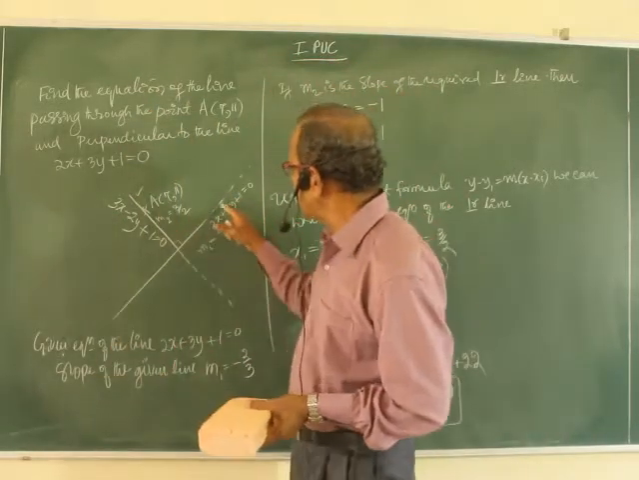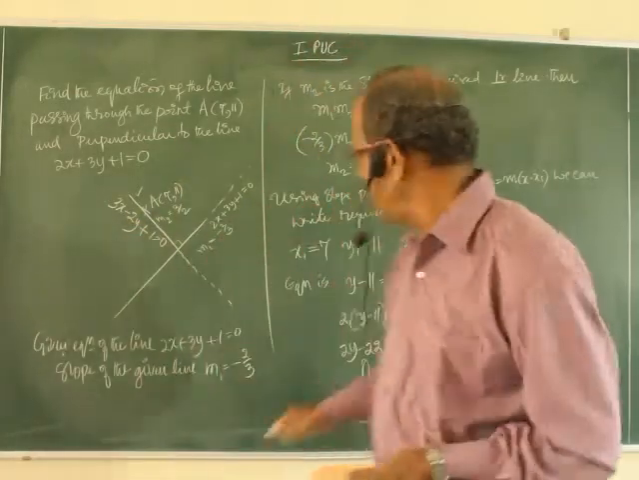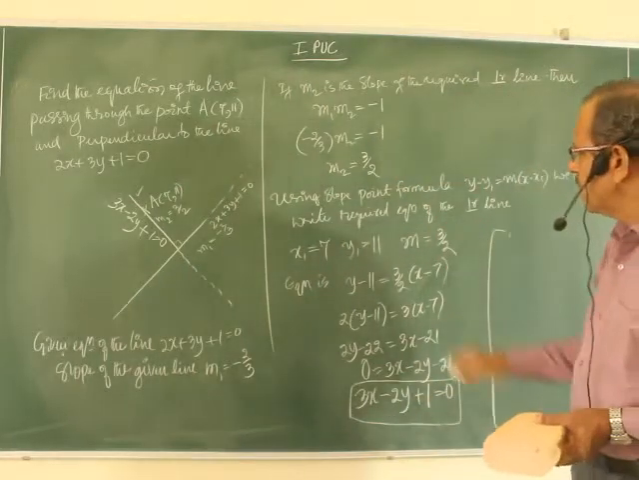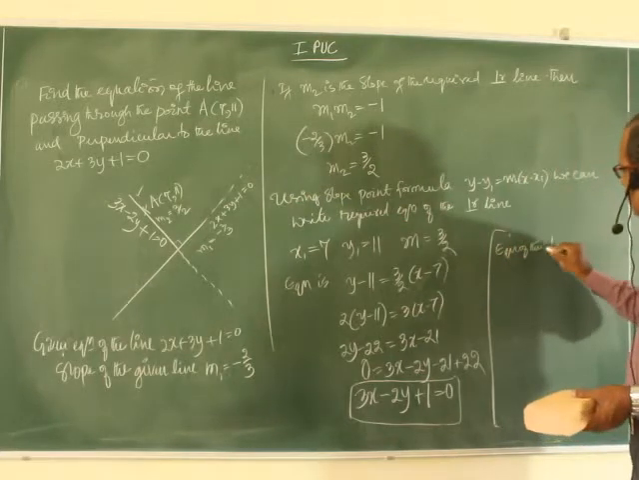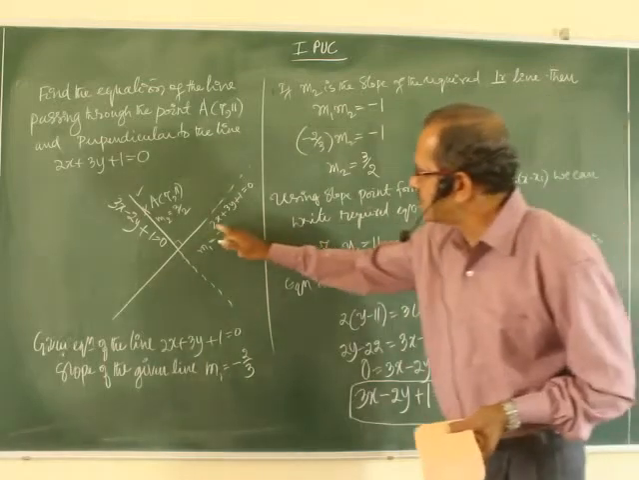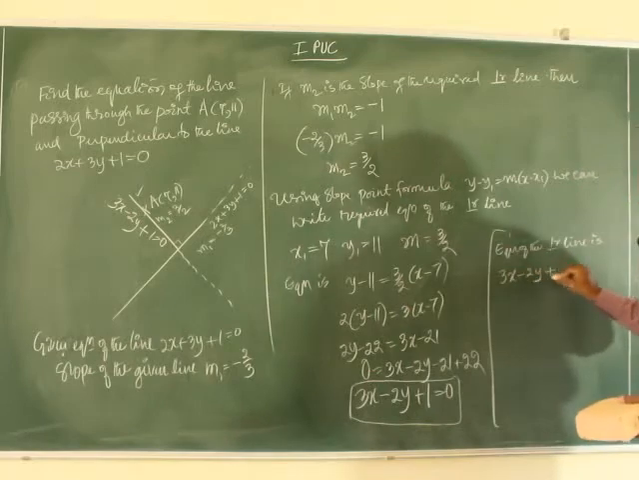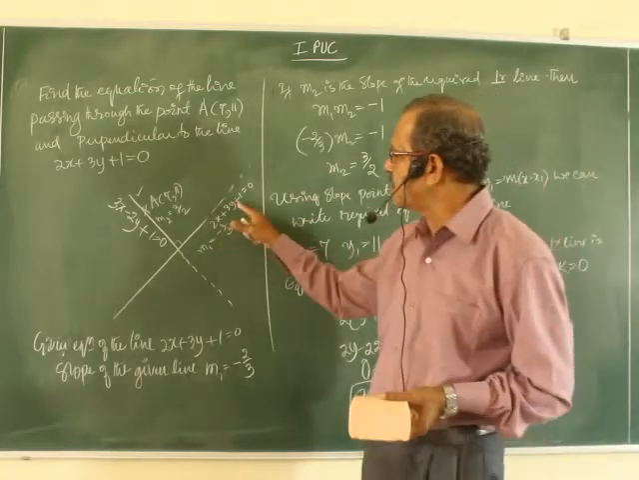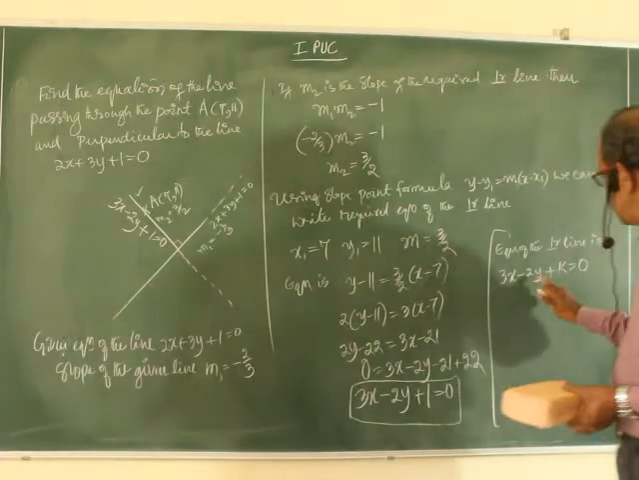Interchange the coefficient and put the opposite sign for a perpendicular line. Easiest method. Let me do the same problem here within 2 or 3 steps. Equation of the required line, equation of the perpendicular line is: given line, immediately write like this, 3x minus 2y, but we don't know the constant k. We know how to write the coefficient of x and y only. Interchange it with the change of sign.